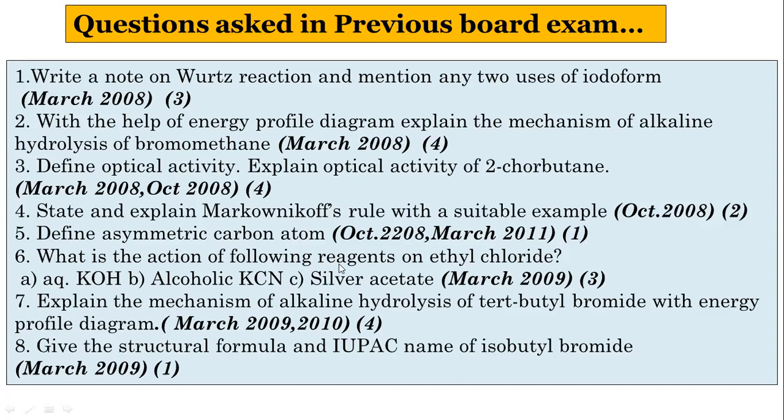Then, what is the action of the following reagents on ethyl chloride? Instead of ethyl chloride, they can give ethyl bromide, ethyl iodide, or instead of ethyl, they can give methyl or propyl. So the general reaction, remember, is RX. R means any R group: ethyl, methyl, propyl, butyl, pentyl, iso, neo. And instead of chloride, they can give bromide or iodide also. So we have to remember this is RX.